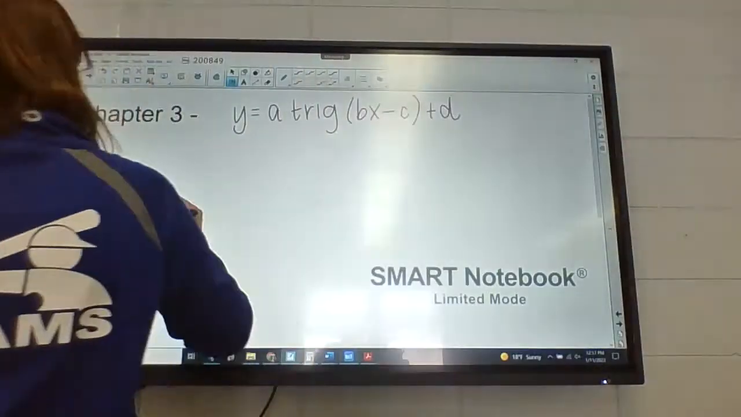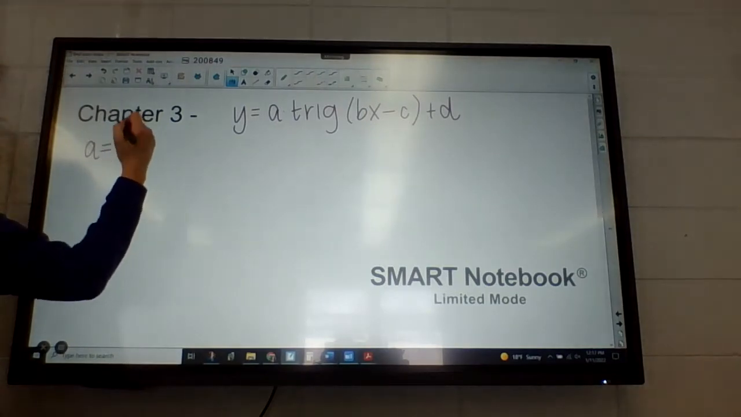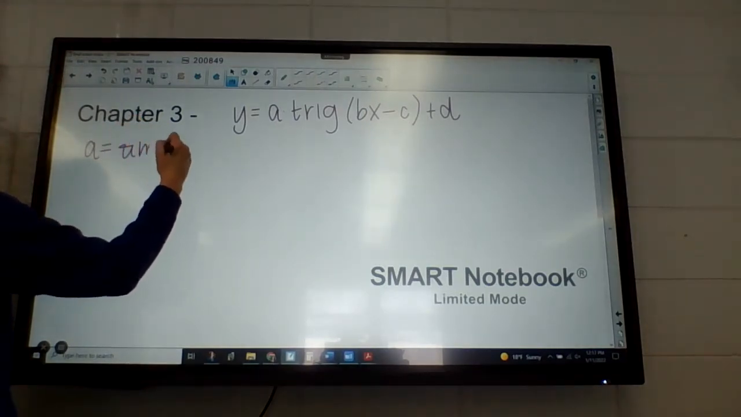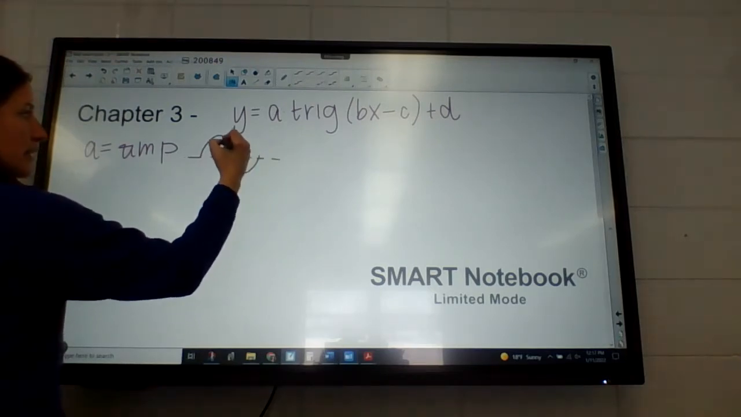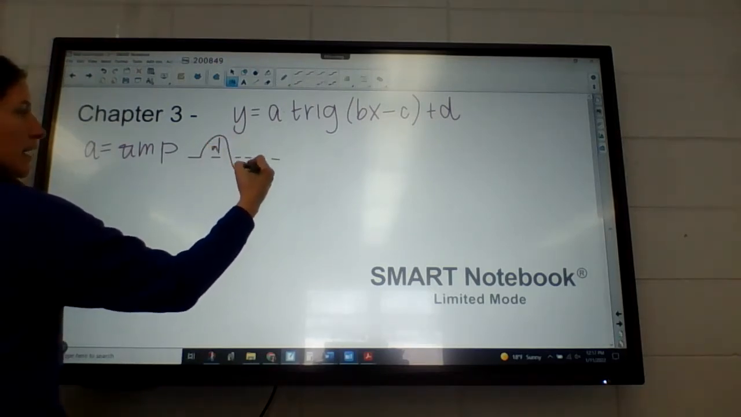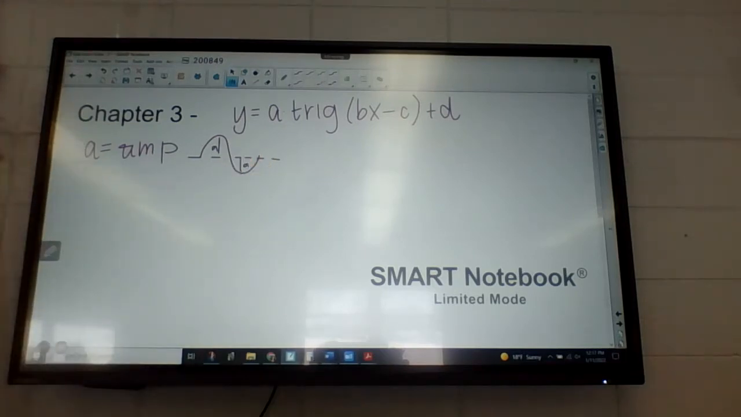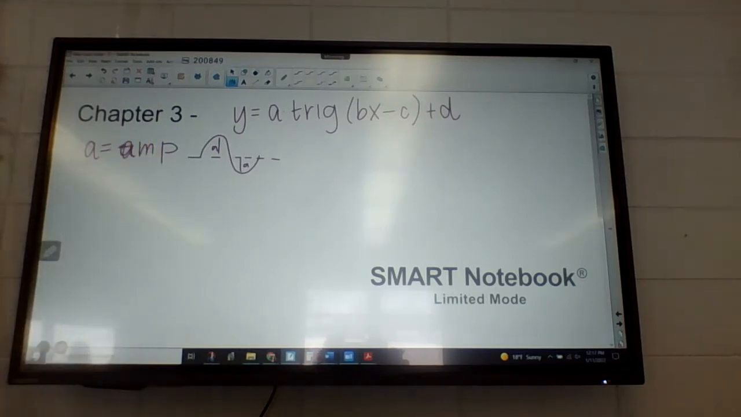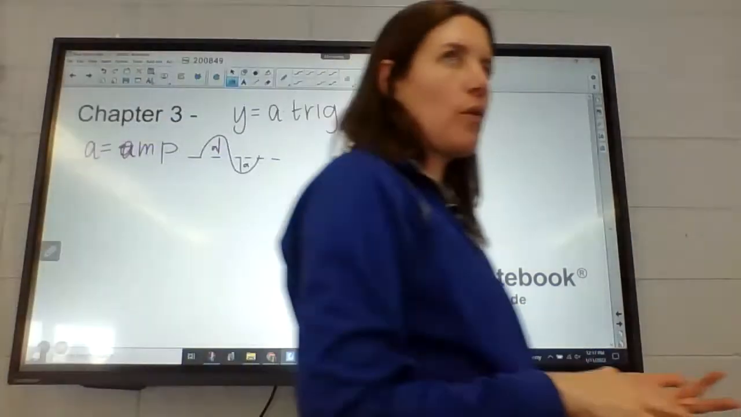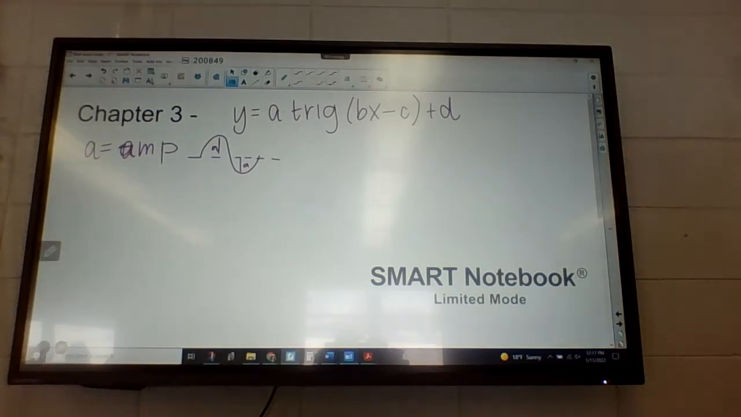So the first thing is that the A is the amplitude, and that's how high and low the graph goes. But the amplitude is only basically half of the height. I would say it's not from the max to the min. So the amplitude is how high or low it goes, and that's for all the graphs. Now the amplitude doesn't really impact the tangent and cotangent, but it doesn't hurt to know that that's still the amplitude there. Okay.